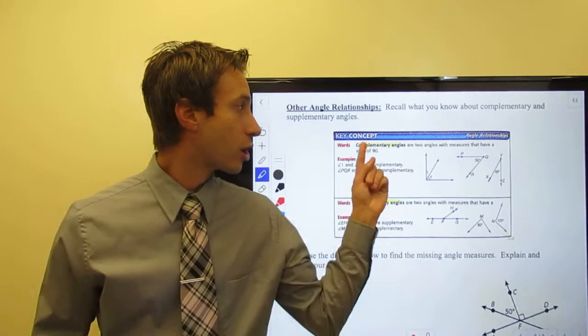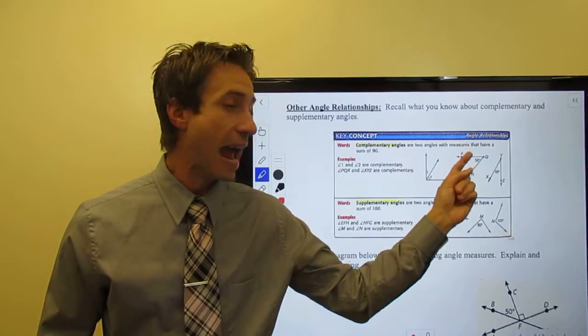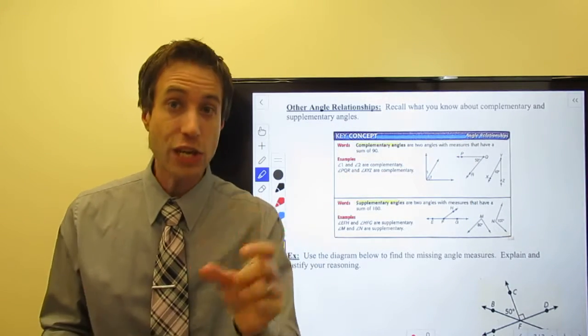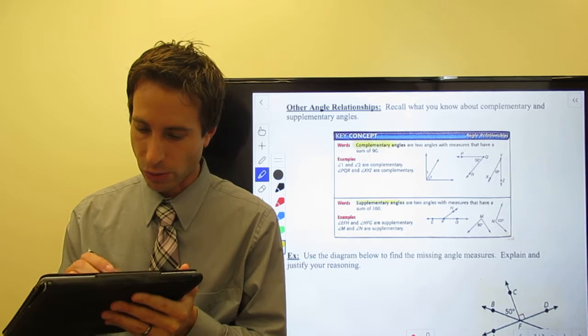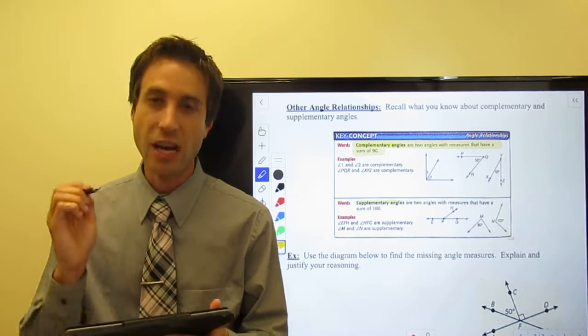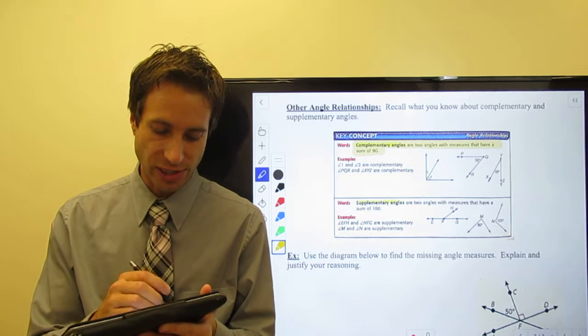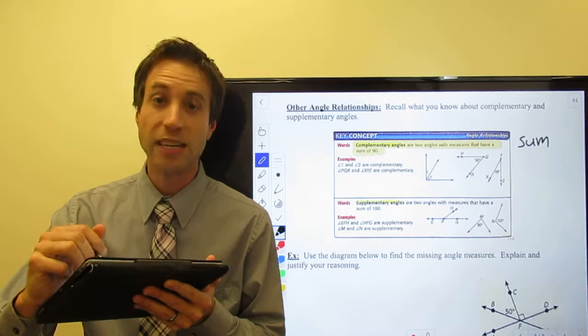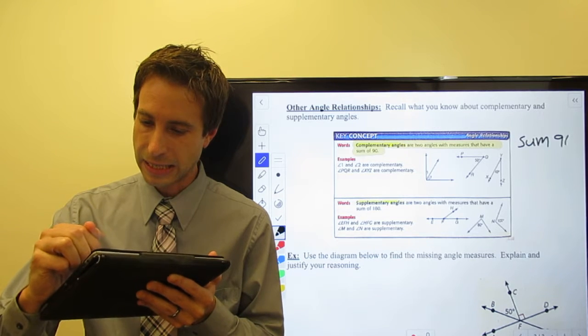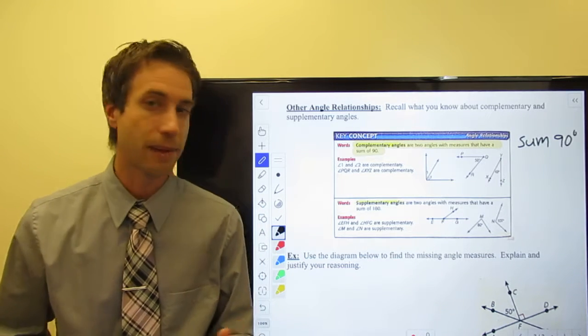Remember the way it works. Complementary angles are two angles that sum. When you add these angles together, they sum to 90 degrees. So really important, we'll go ahead and highlight that for you. Complementary angles sum to 90 degrees. I'll even write that right over here a little bit bigger so you can see it. Sum to 90 degrees. You add them together, you get 90 degrees.